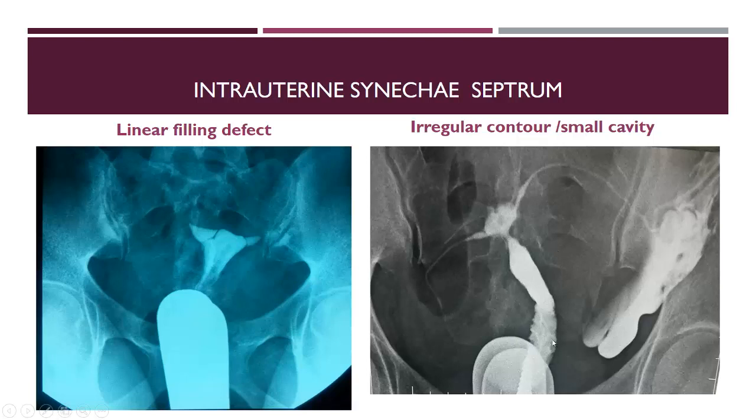In this one, we see the cervix, and the uterine cavity is markedly constricted at the fundus, with very, very irregular contour, but the fallopian tubes are patent. So, irregular contour and small cavity. This is with intrauterine synechia.